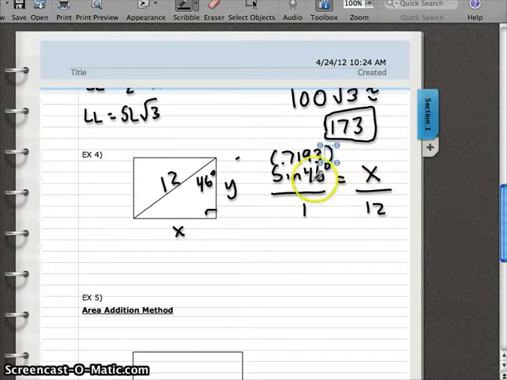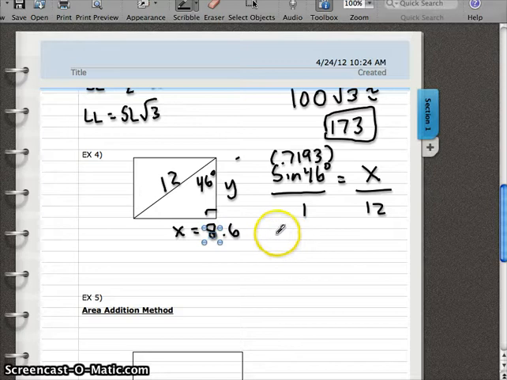And in order to solve this proportion, we cross multiply. So x is whatever 12 times 0.7193 is, approximately 8.6. Okay, so we got our base, we still need our height.